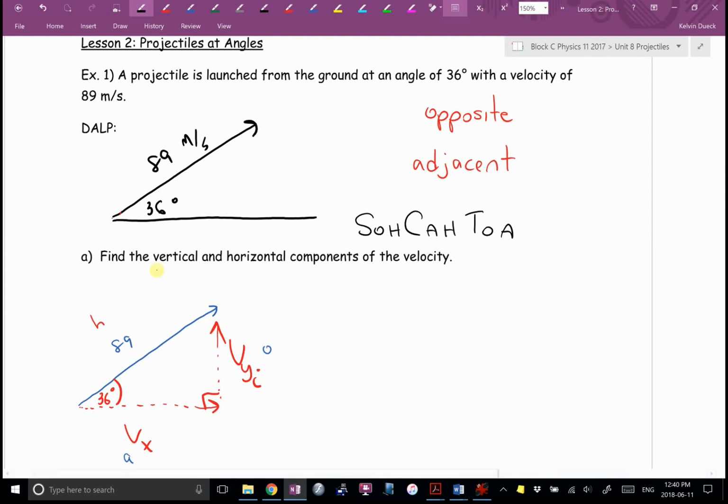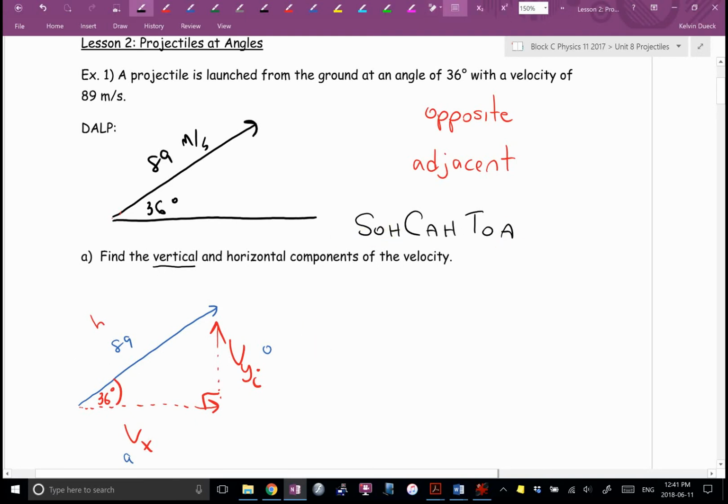We want to find the vertical component. The vertical component is going to use those two, don't circle them, those two right there, because I know the hypotenuse, I know the 89. Vy, opposite or adjacent? Opposite. So I have an O and I have an H. Which trig function has the O and the H and nothing else in it? The S, which stands for?